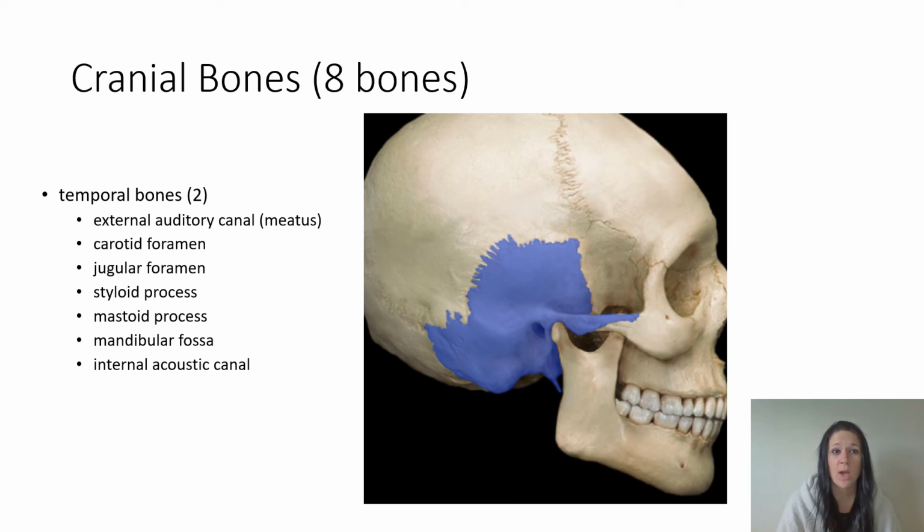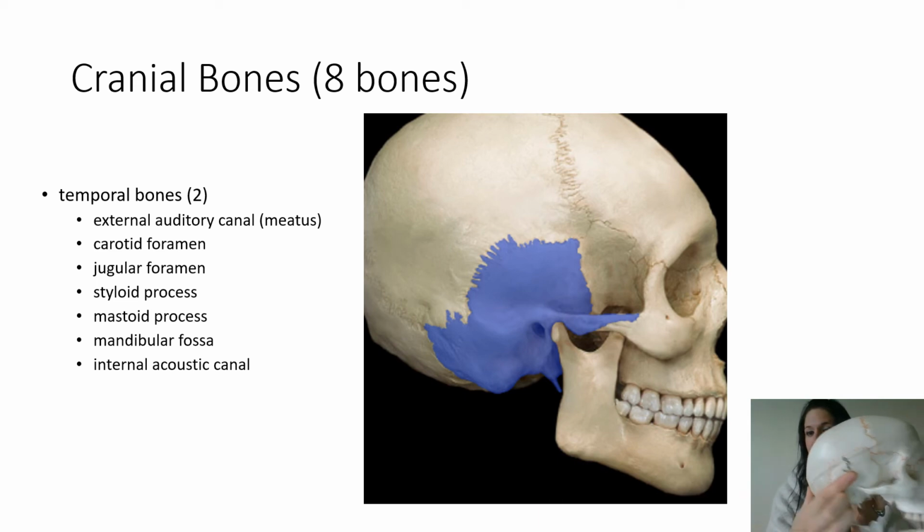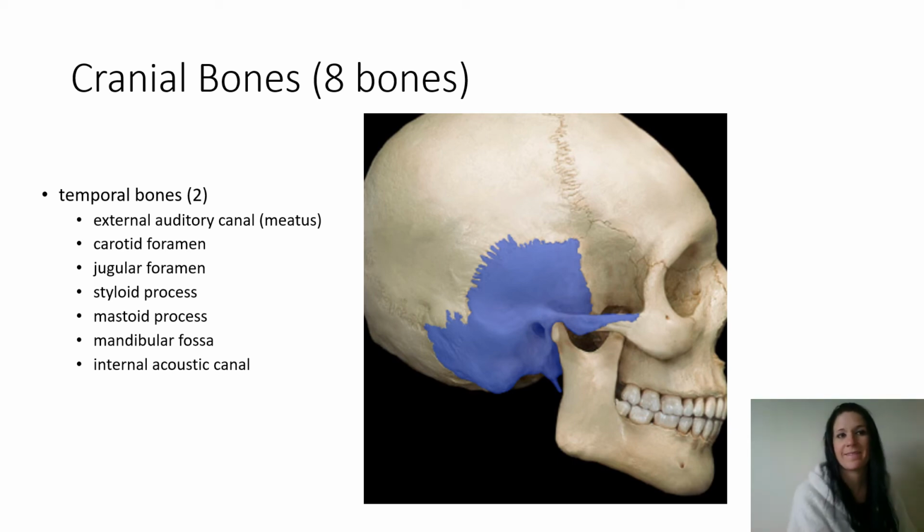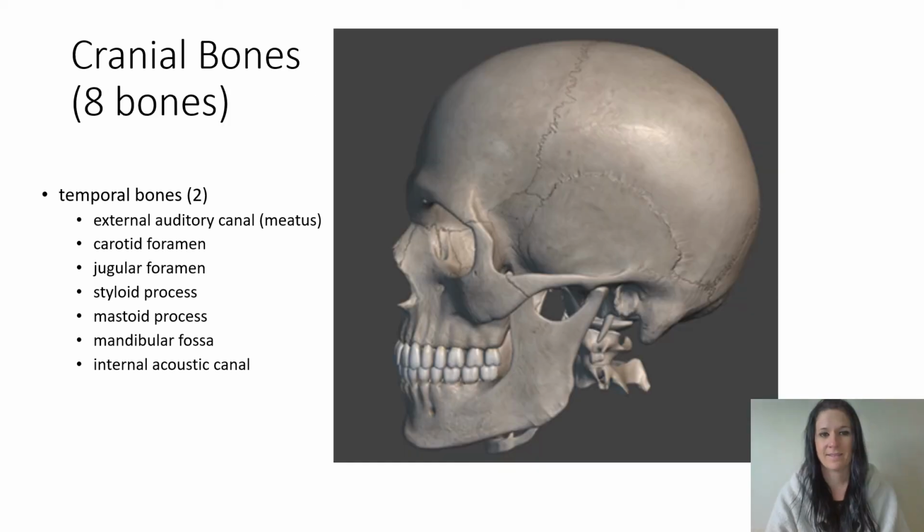Then we have 2 temporal bones. Think of it this way: if you give yourself a nice little massage on the temples, you're touching your temporal bone. It's the bone in this image highlighted in blue, and there's one on each side. If you turn your skull, we have one temporal bone right here, and on the other side, our other temporal bone. Let's outline our temporal bone here. We're just going to look at one to start identifying these structures.